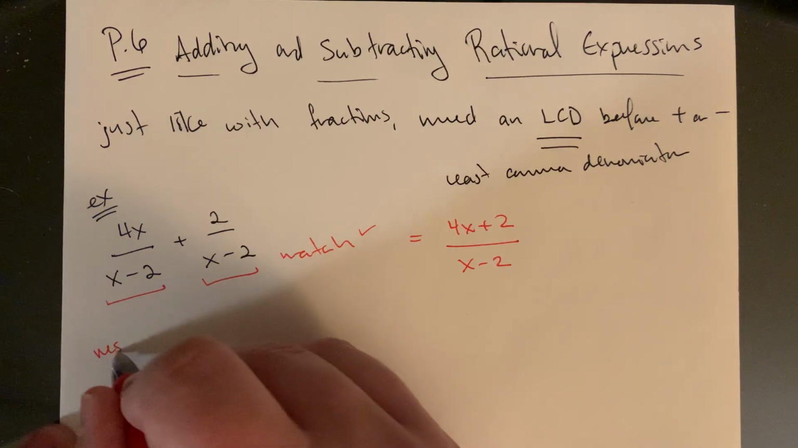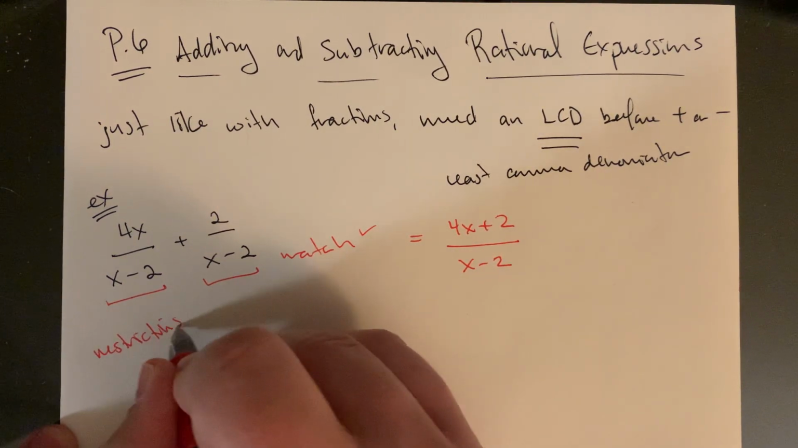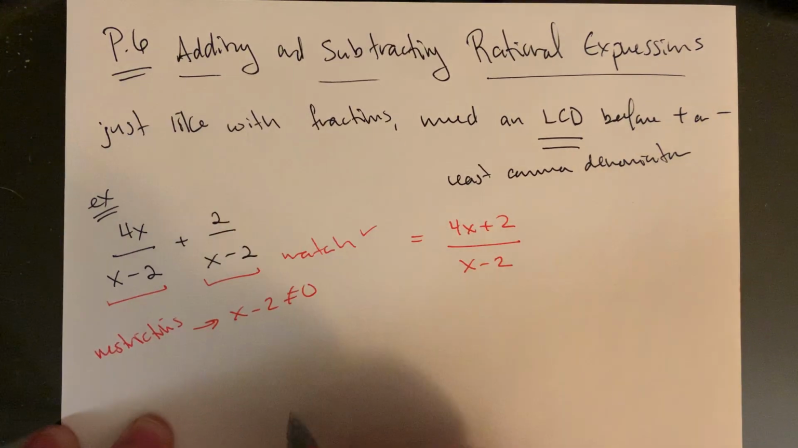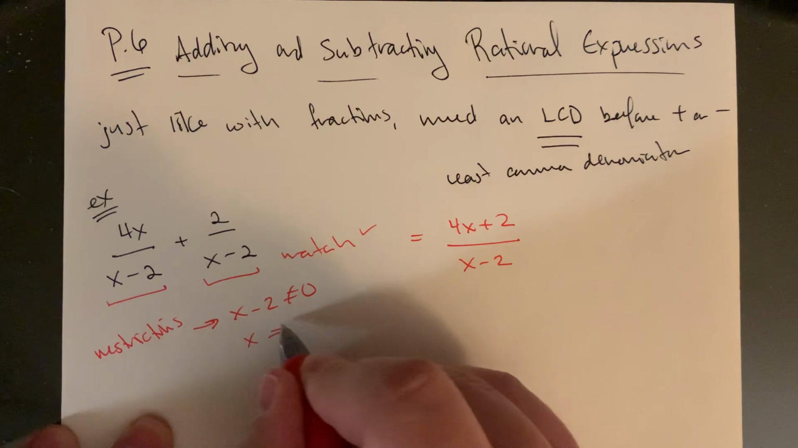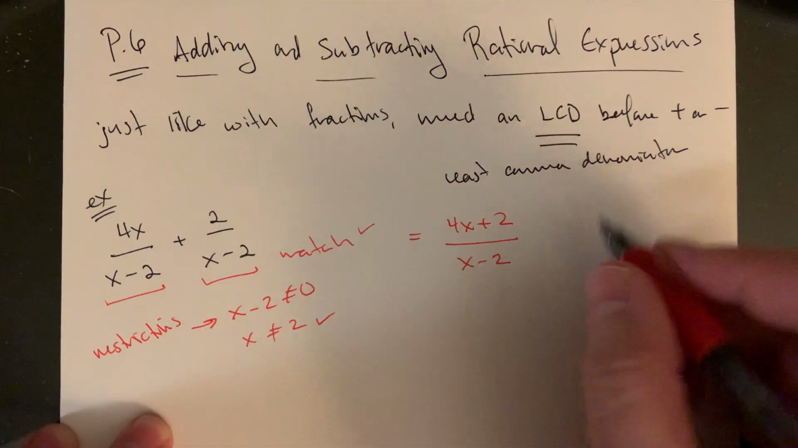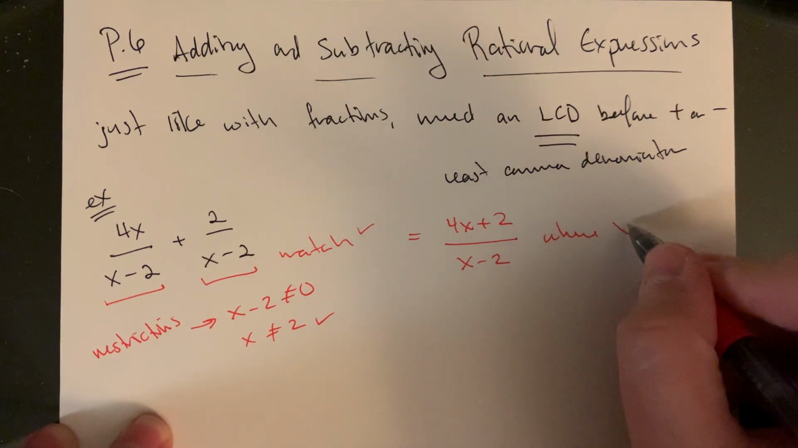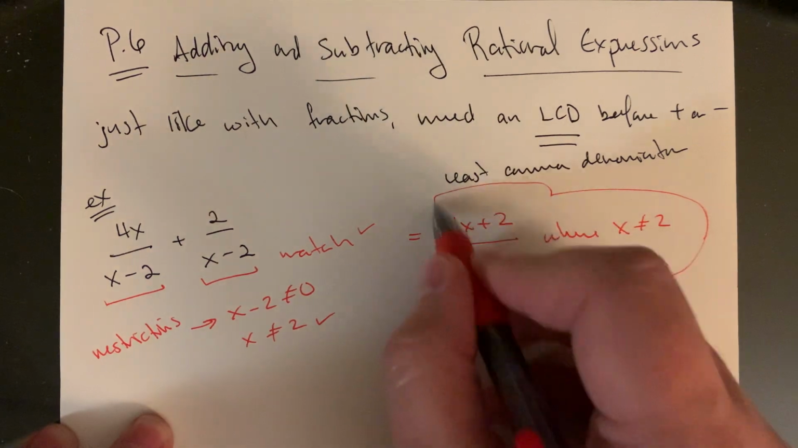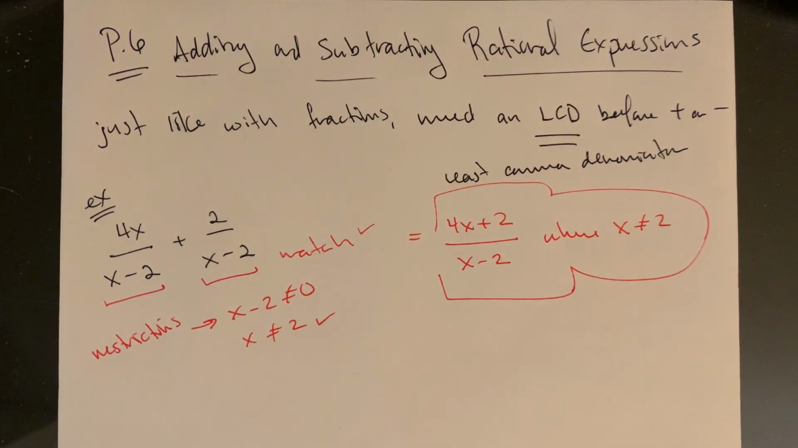We do still have our restrictions. That's always in play. So in this case, our common denominator, x minus 2, is not allowed to be 0. So that means x is not allowed to be positive 2. But as long as we've noticed that, right? So then that's going to be where x is not allowed to be 2. This is it. I mean, that's the answer, right? If you have common denominators, you just add.